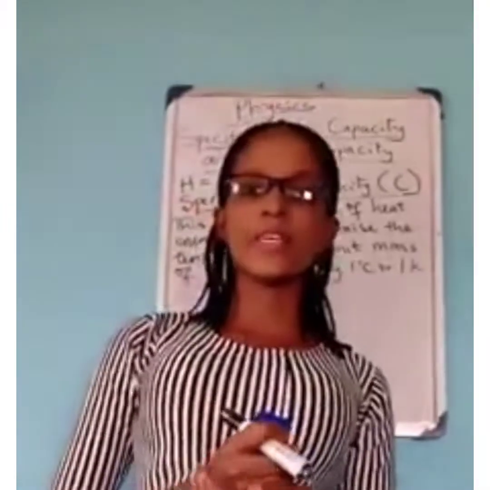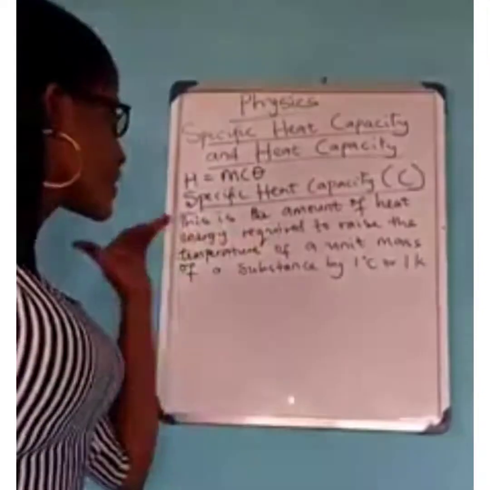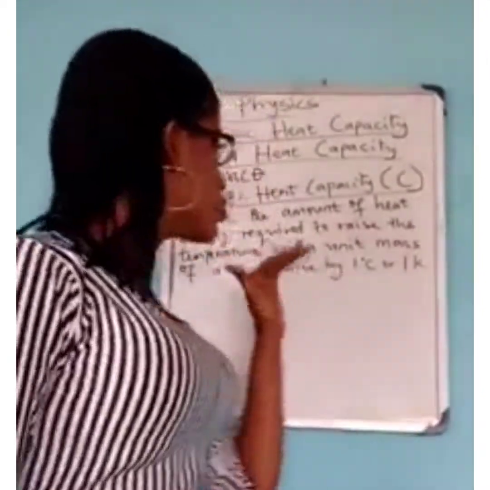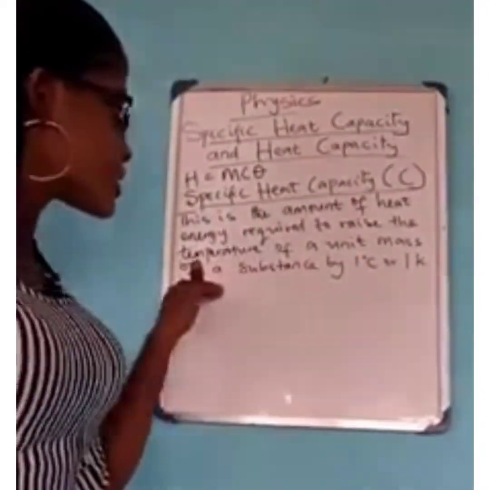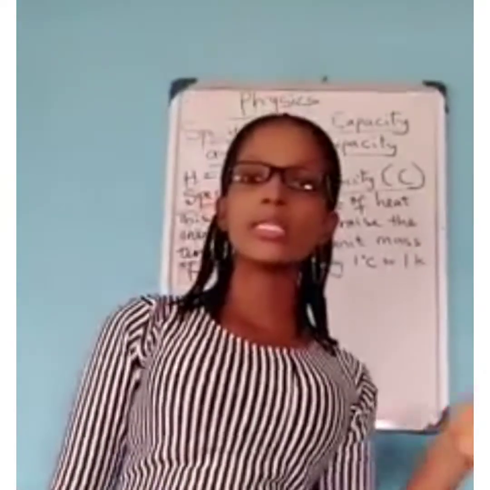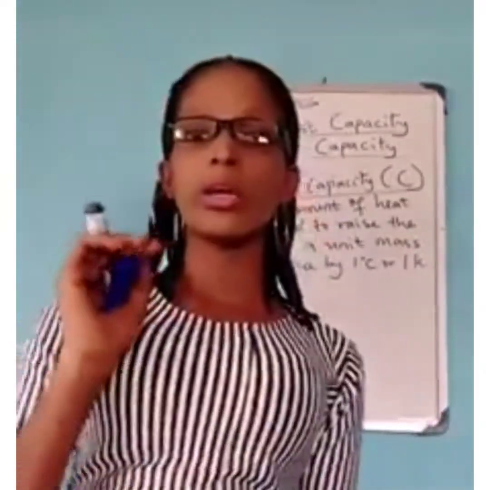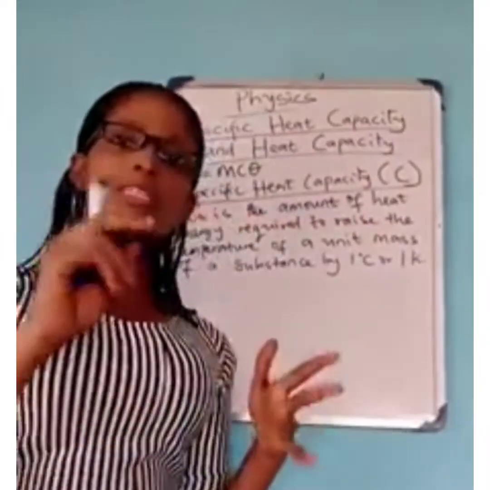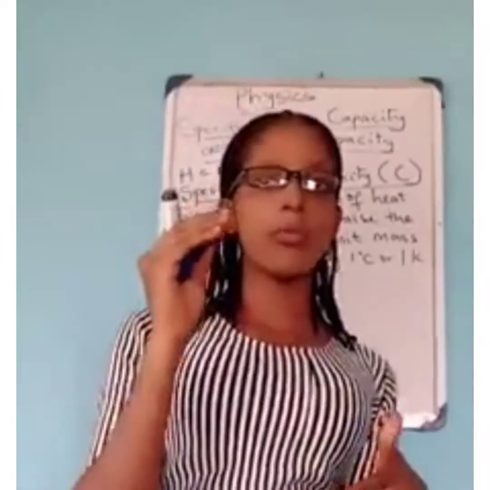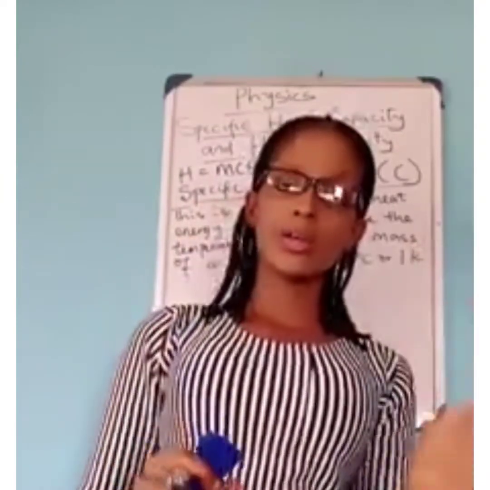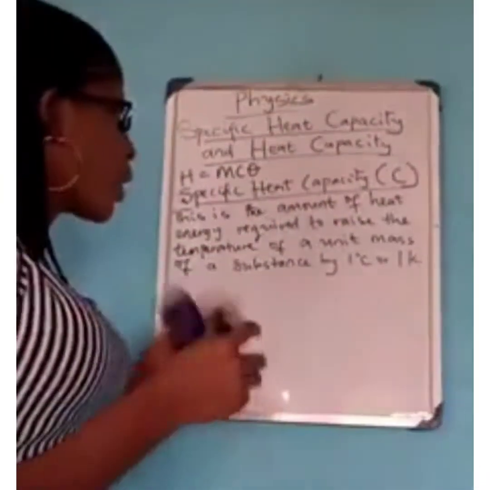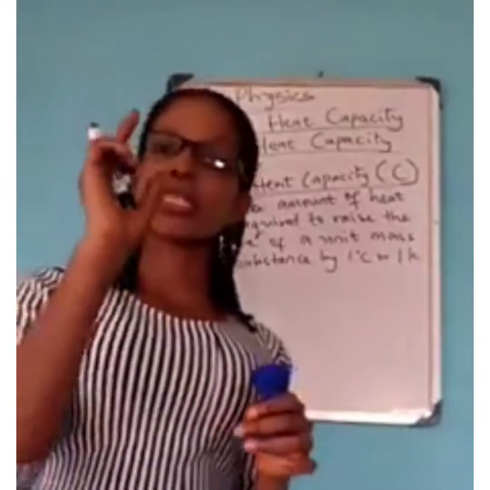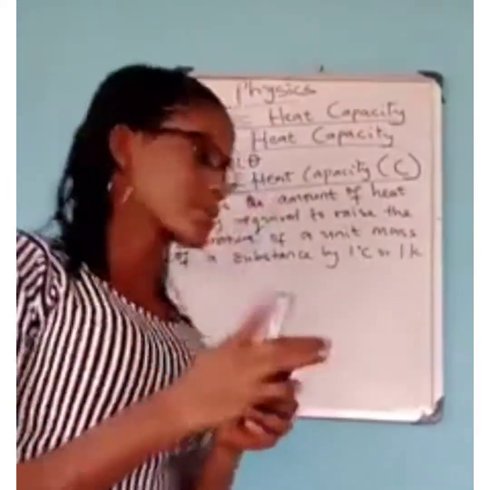What is this specific heat capacity? It is the amount of heat energy required to raise the temperature of a unit mass of a substance by 1 degree Celsius or by 1 Kelvin. That is the amount of heat energy in joules which is required to raise 1 kilogram of a sample by 1 Kelvin. What does it mean? Which amount of heat is needed to just raise a sample, that's 1 kilogram of the substance?